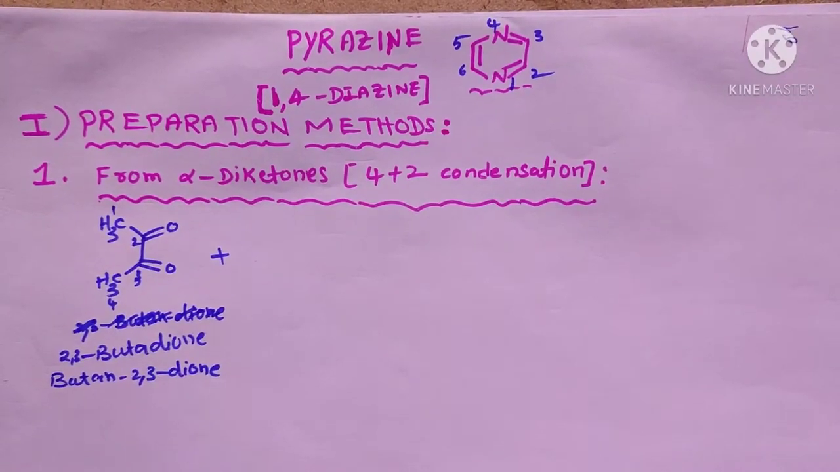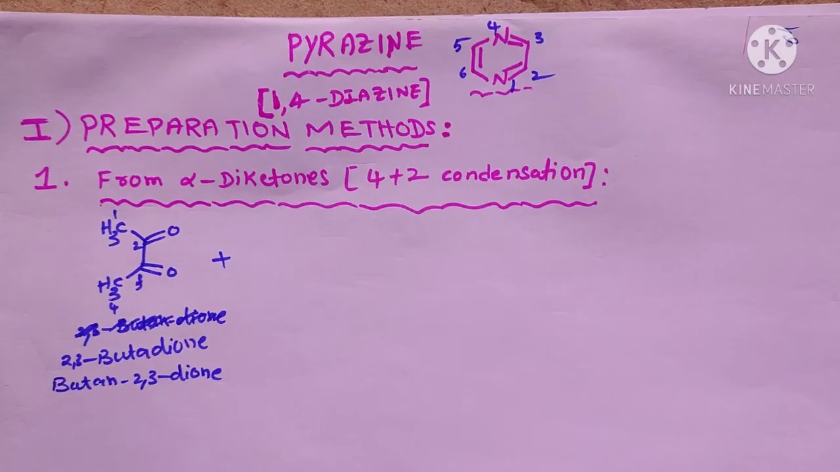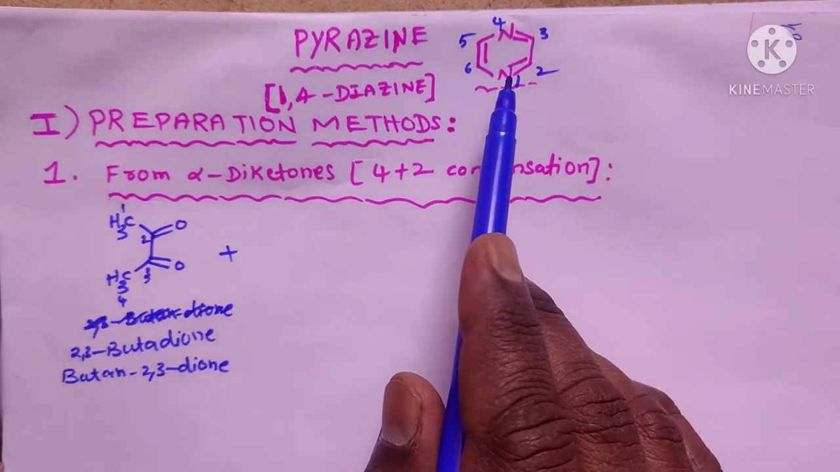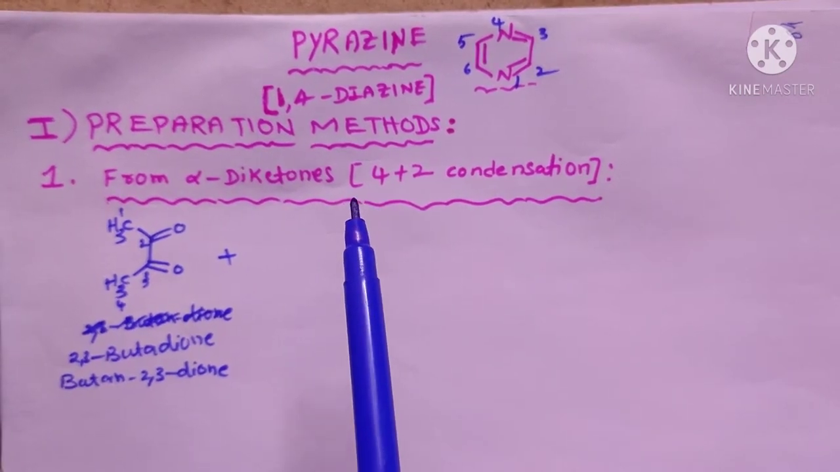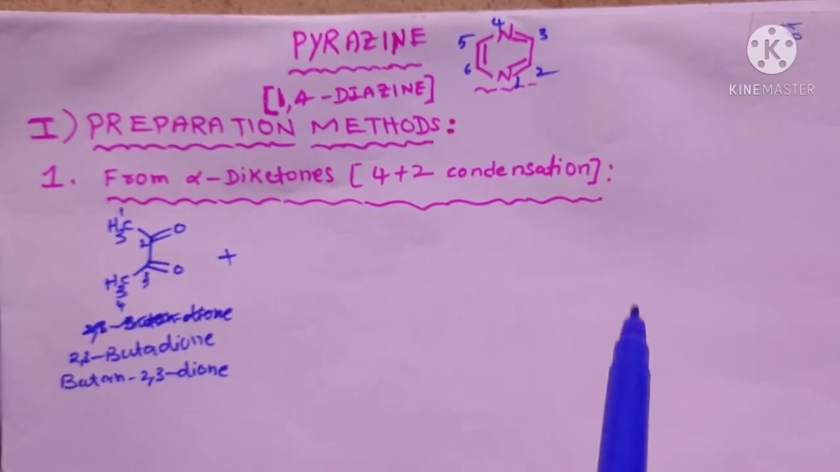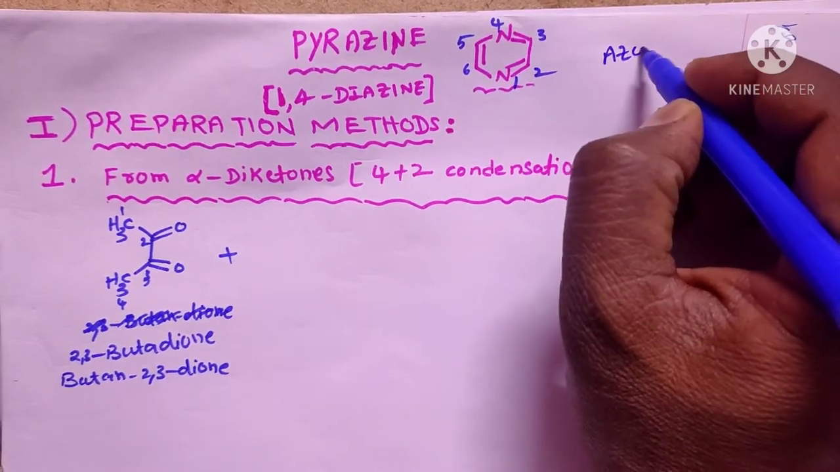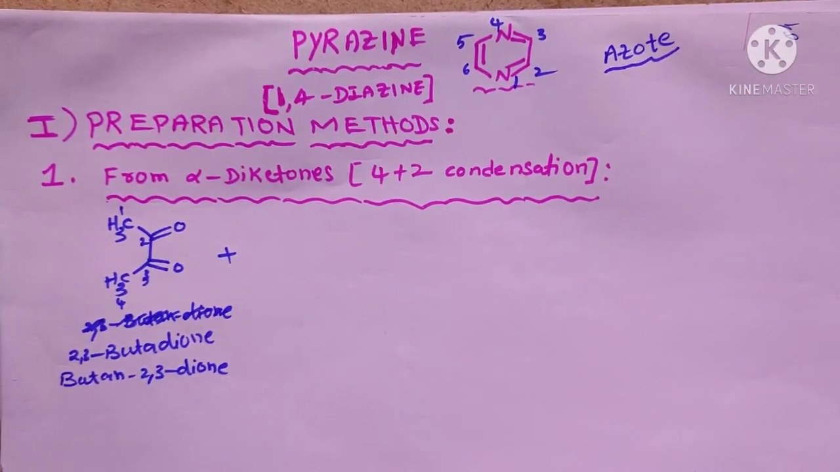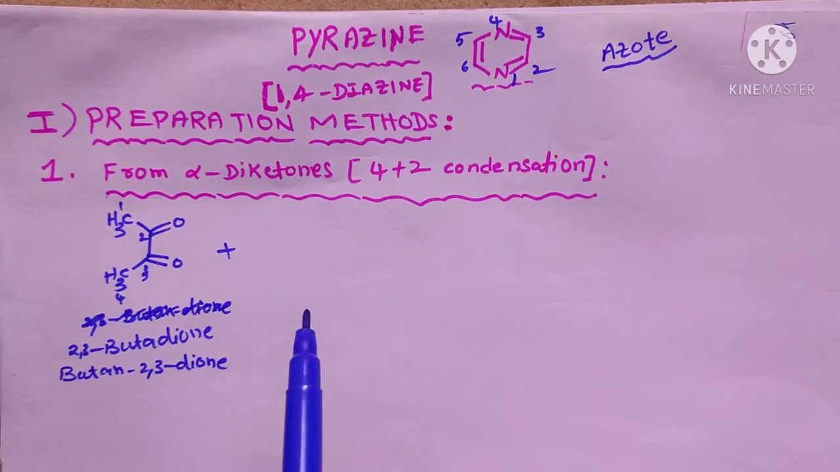Hello my dear students, in this video we are going to study the preparation and properties of pyrazine. The pyrazine structure is like this, and we can call it 1,4 diazine. Di means two, azine means azote, which means nitrogen gas. Look here, we call nitrogen gas azote. So here azine represents nitrogen, so it is diazine. Now we go over the preparation methods.